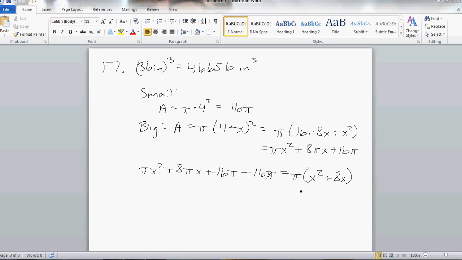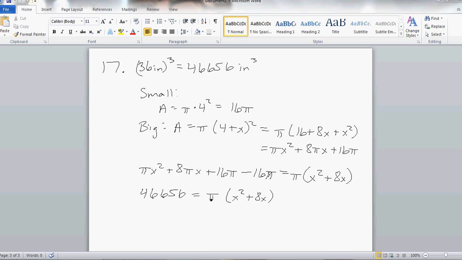Well, now that has to equal the 46,656 square inches. So I'm going to take the 46,656, and that has to equal pi times x squared plus 8x. I'm going to divide through by pi. Now here's where, when we put it into our calculator, we're going to hold it there. We're not going to erase it and do a rounding. We're not going to round until the very last statement.